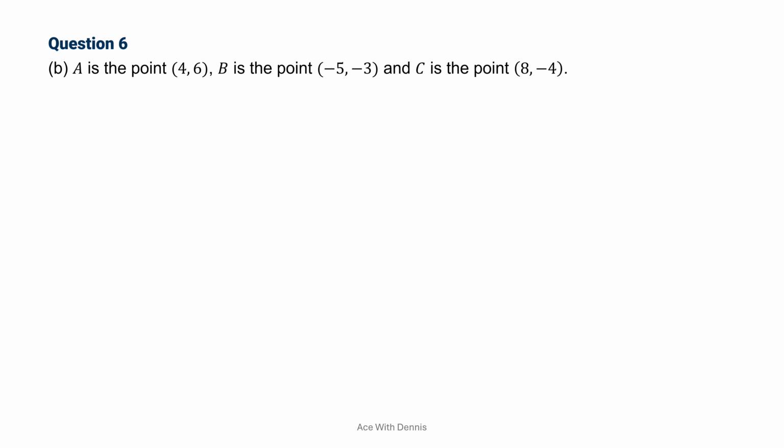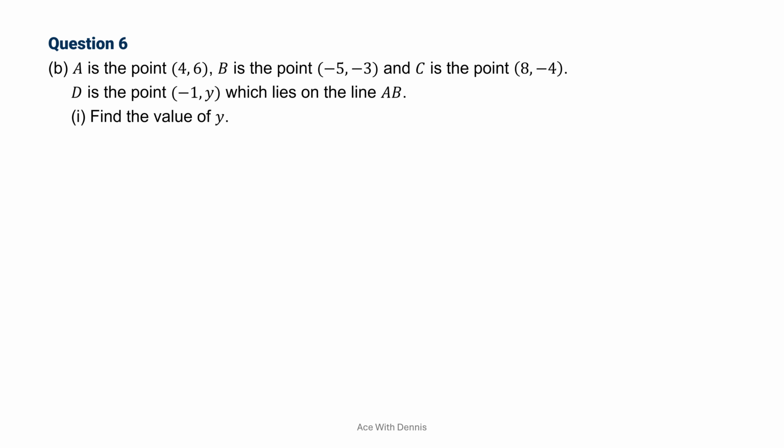B. A is the point (4, 6). B is the point (-5, -3), and C is the point (8, -4). D is the point (-1, y), which lies on the line AB. 1. Find the value of y. 1 mark. So to answer this question, there are two ways we can do it.